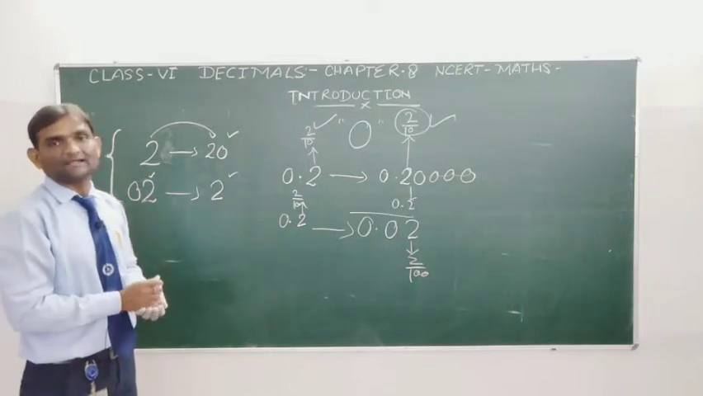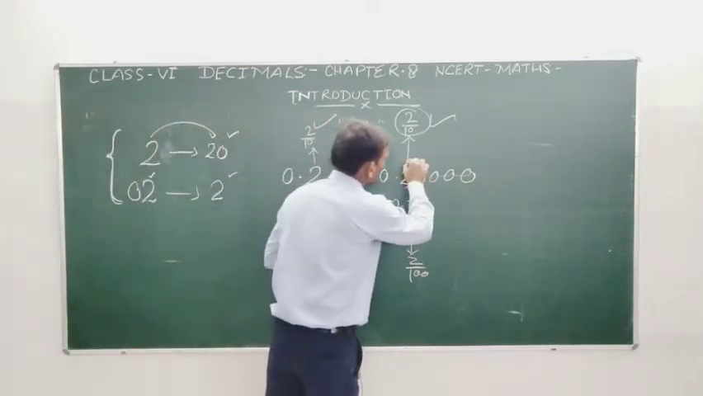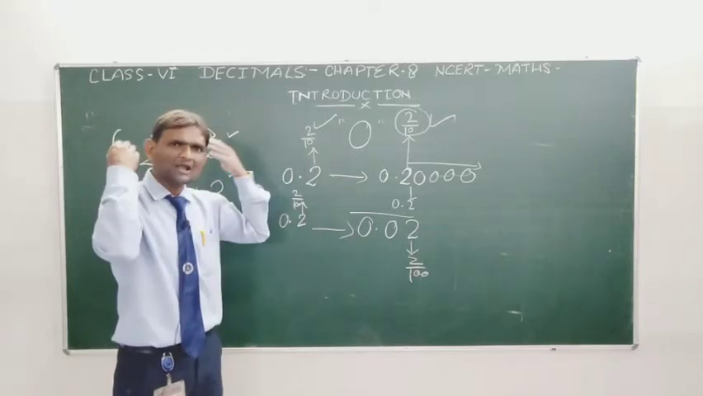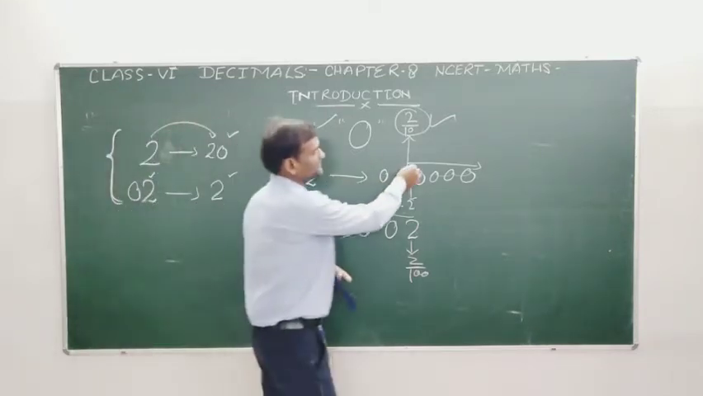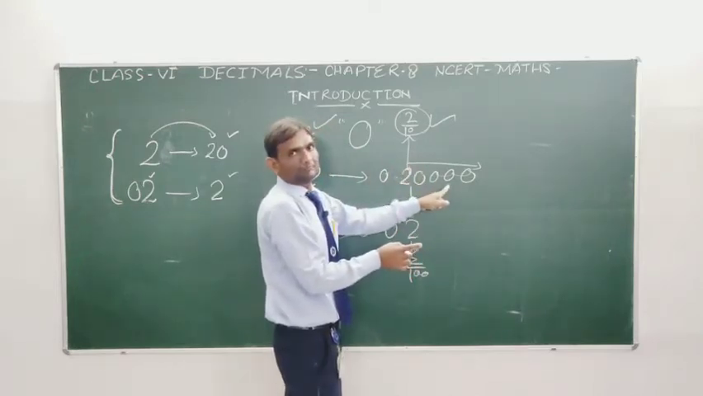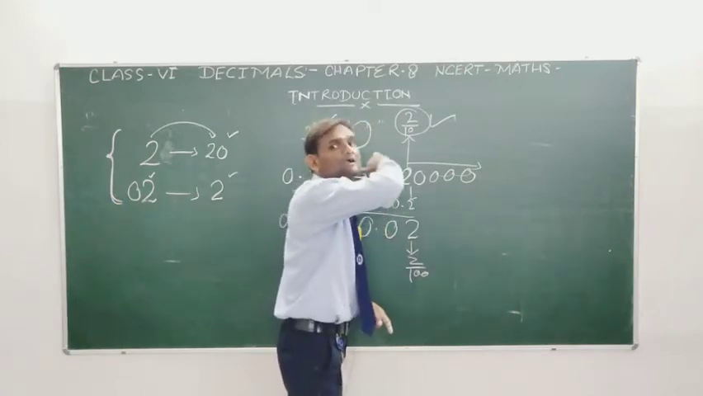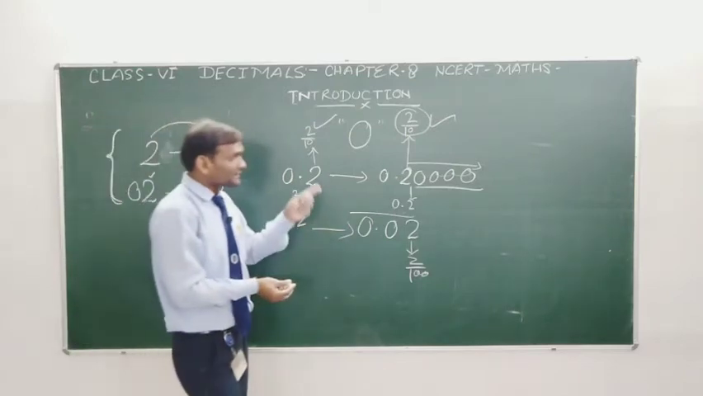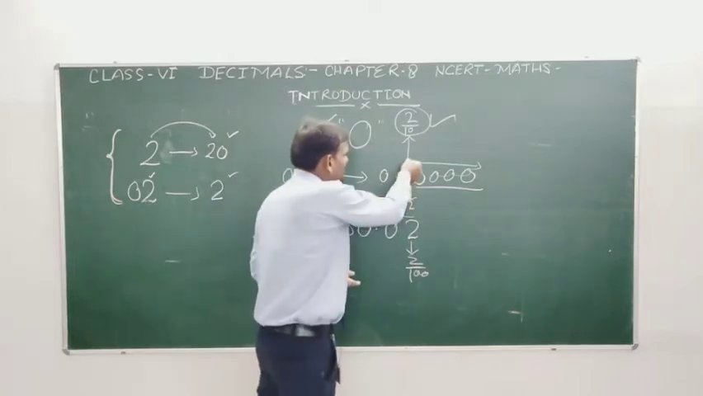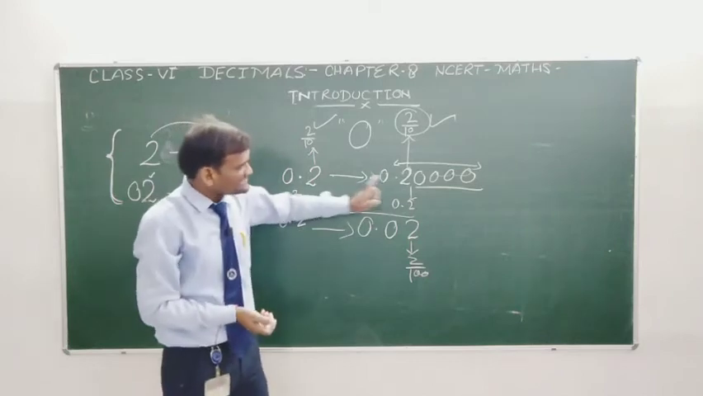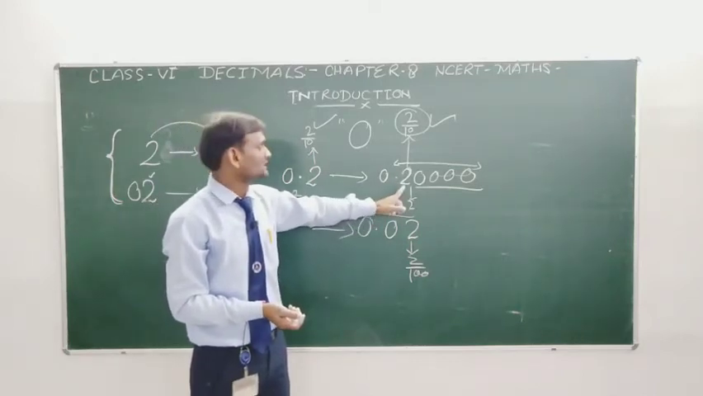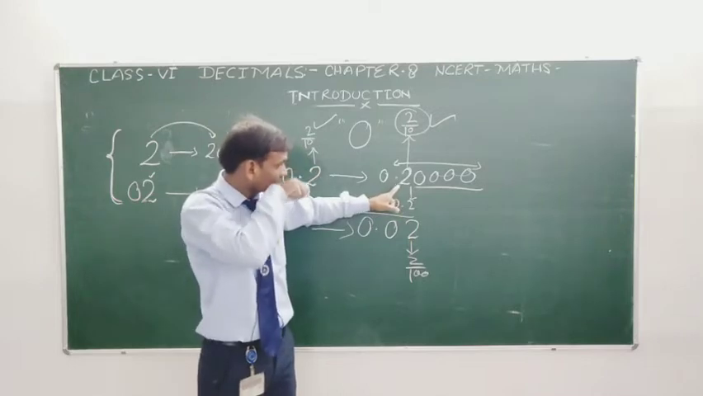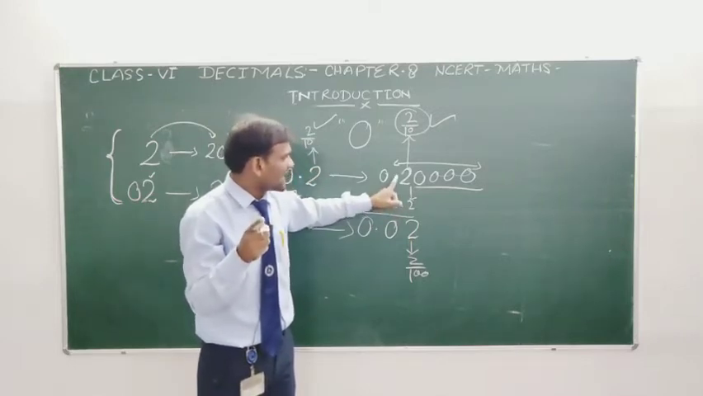So student, it means you can say that if we write zero after the fractional part, the value will not be changed. As many zeros as you like, after the fractional part, on the right side, at the last, you can increase any number of zeros, the value will not be changed. But if we write the zero on the left side of the fractional part, it means on the left side between the tenths place and the decimal point.